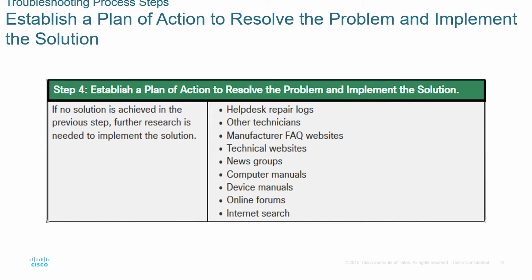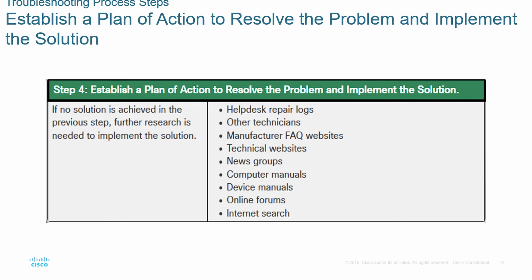You establish a plan of action to resolve the problem and implement the solution. After you move out of step number 3, if no solution is achieved so far from the previous 2 steps that we just analyzed, step number 2 and 3, you're going to be performing the following. Okay? Help desk repair logs. So you check the repair logs, see if any repair has been previously done. You check with other technicians if they had a similar issue. You check manufacturer fact websites for these issues that you're having. You check technical websites. You check groups. You check computer manuals. You're also going to be looking for device manuals in particular.